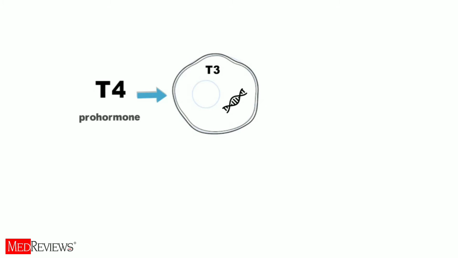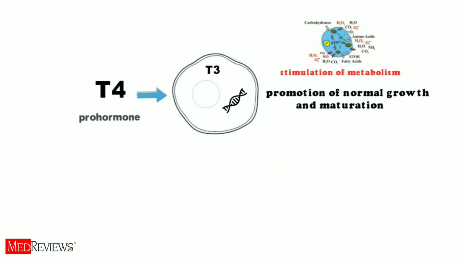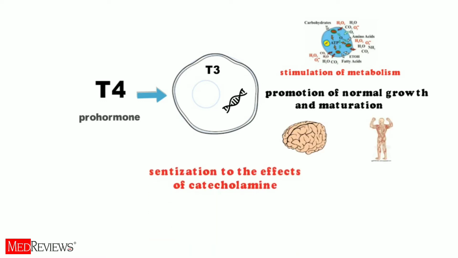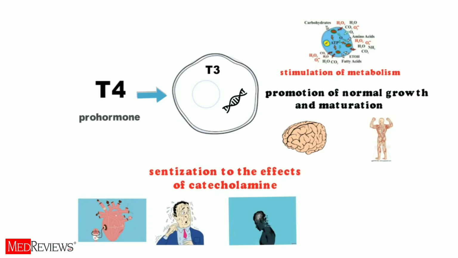and increases transcription of genes involved in the following cellular functions: stimulation of metabolism, promotion of normal growth and maturation, particularly of the central nervous system and skeleton, and sensitization to the effects of catecholamines, so they increase heart rate, stroke volume, and induce sweating, anxiety, and tremor.